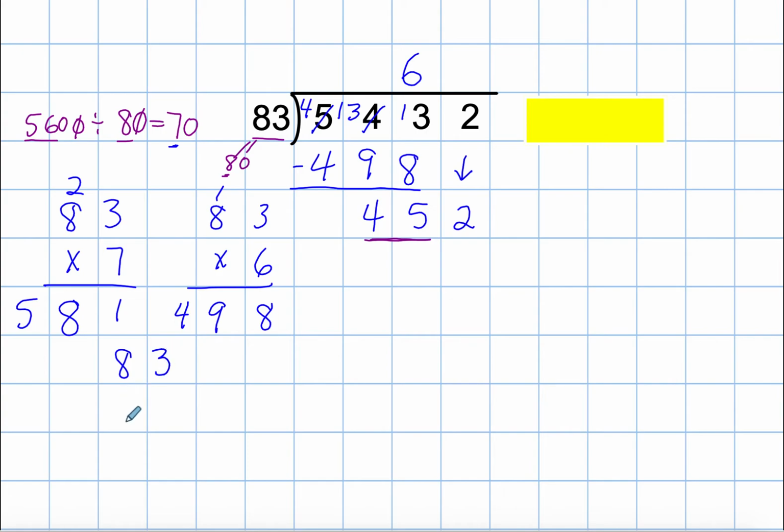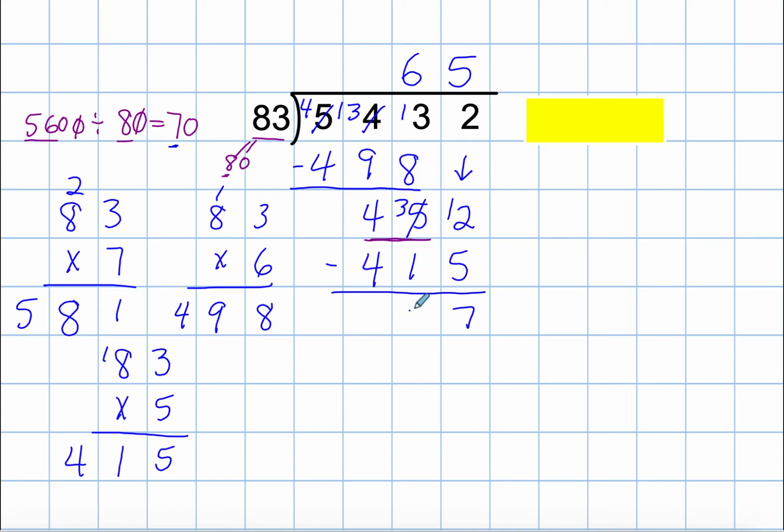So I'll come down here, 83 times 5, that's 15. 40 plus 1 is 41. So that's 415, which is less than my 452. There's not enough room to fit another 83 in there, so I know that it is 5. So 452 minus 415, that would be 7. And this is, whoops, that should be a 4, and this is 3.